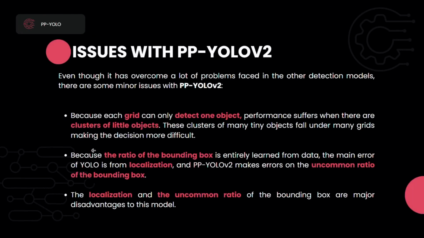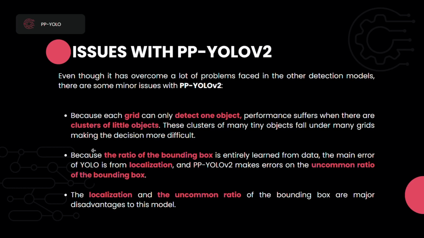Now that we have discussed the significance of PP-YOLOv2 and the results, let's finalize by mentioning the issues associated with the PP-YOLOv2 model. Even though PP-YOLOv2 has overcome a lot of problems faced in other object detection models, there are some minor issues with it. Because each grid can only detect one object, performance suffers when there are clusters of little objects. These clusters of many tiny objects fall under many grids, making the decision more difficult.